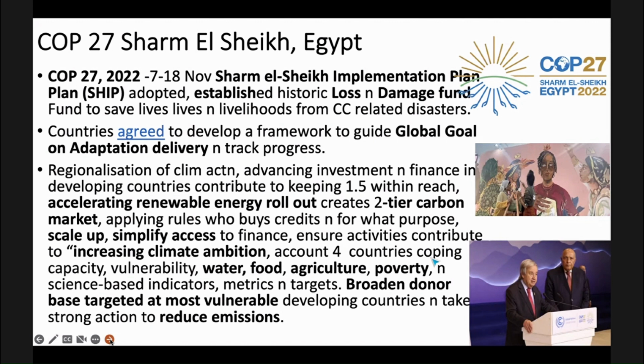accelerating renewable energy rollout, creating a two-tier carbon market, applying rules for who buys credits and for what purpose, scaling up and simplifying access to finance, and making sure that we have increased climate ambition in several sectors, including water, food, agriculture, tackle poverty, broaden our donor base, target the most vulnerable developing countries, and take strong action to reduce ambition. I was there personally.